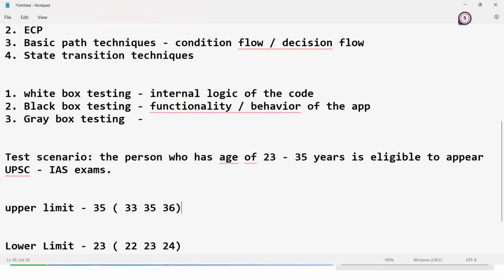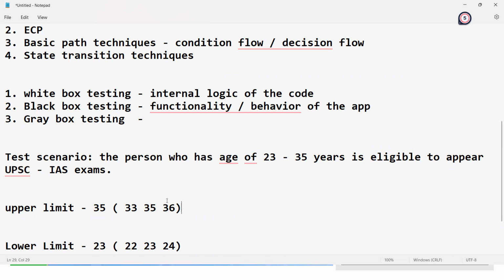So how many test cases do we have to execute to validate this test scenario? We have to validate with 6 sets of test cases: 22, 23, 24. Why are we giving 22? They have clearly mentioned 23 and 35, so why can't we go straight away with 23 and 35? Why are we validating with these values? With 22, the system should not allow. That also we need to check.